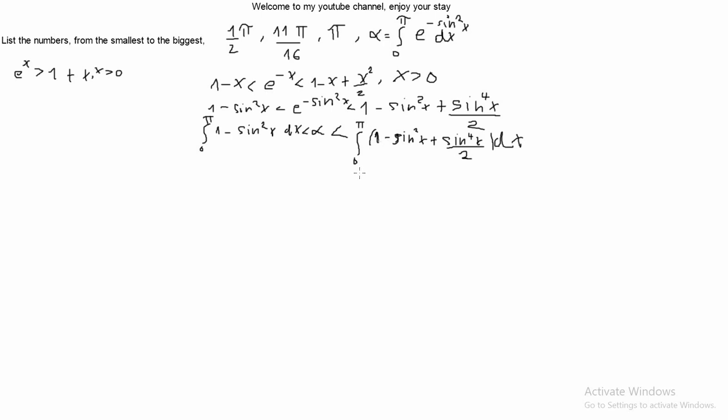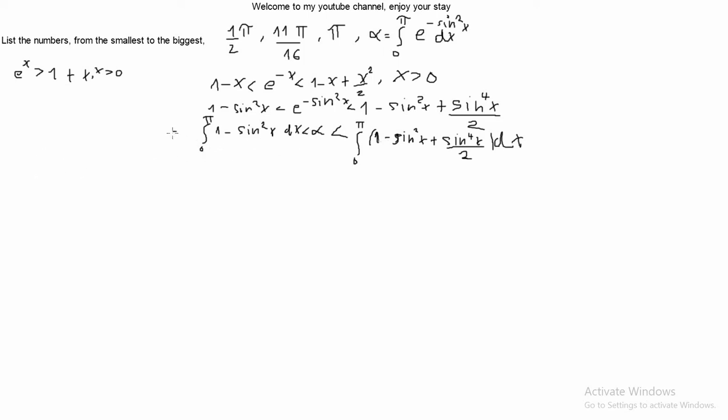So what do we have to do now? We just have to evaluate those integrals. And how will we do that? This one is pretty simple. When we get some number, this right one should be bigger, because we have sine to the 4 of x divided by 2. This is a small number added to this integral, but it should be bigger, of course, because of the inequality sign. So let's evaluate this integral.